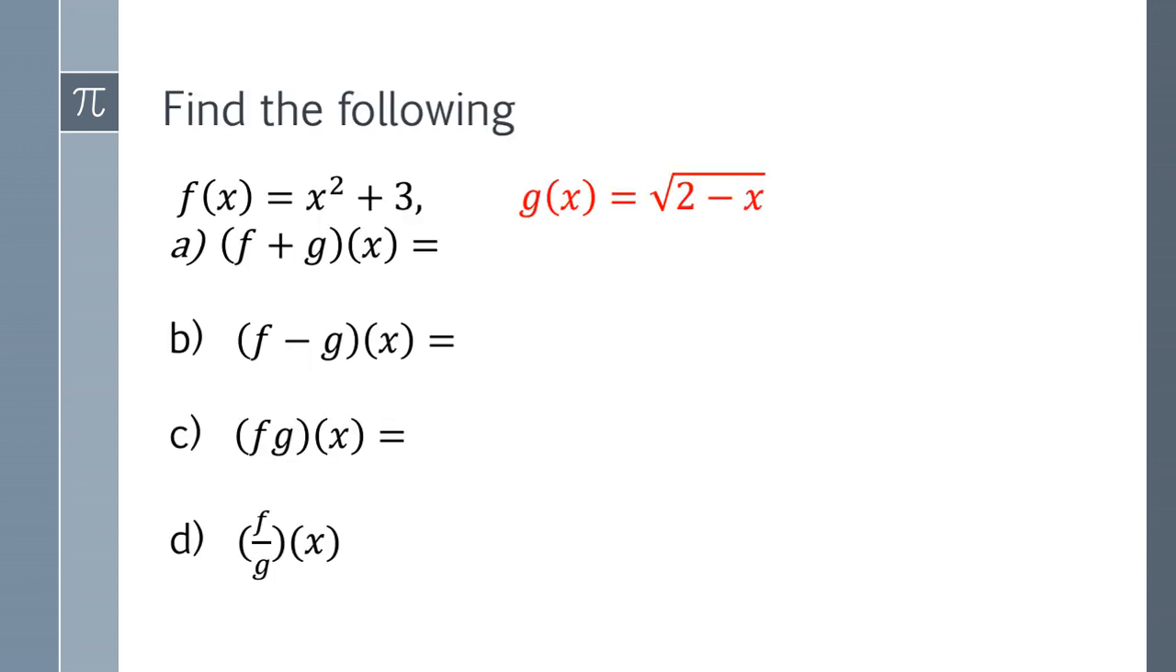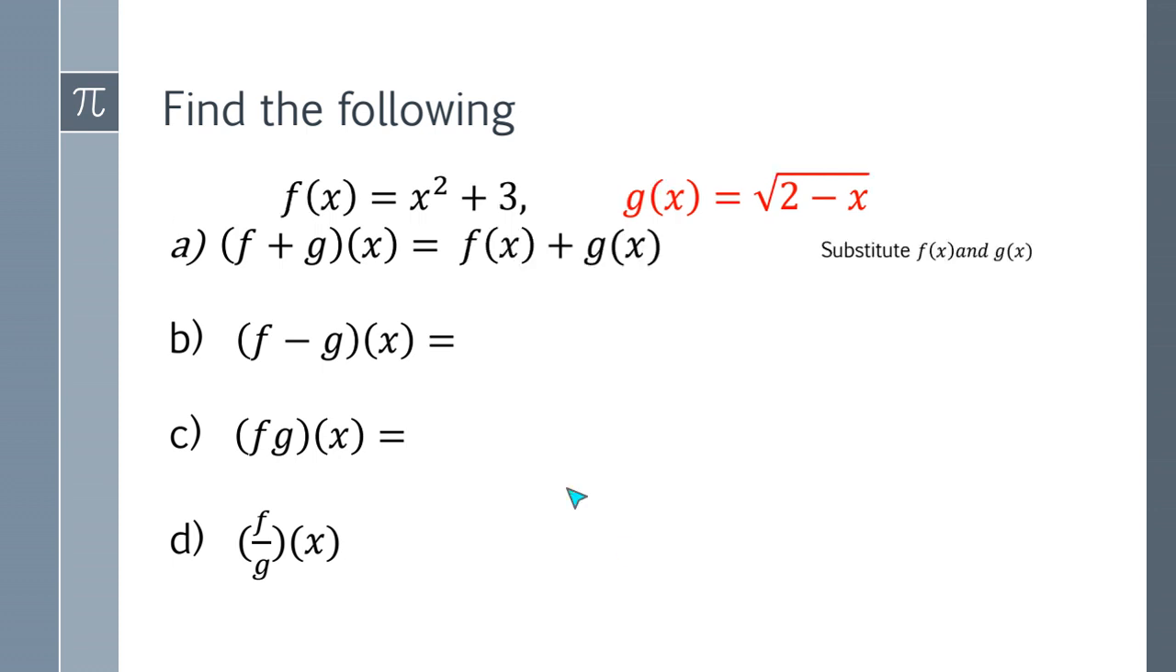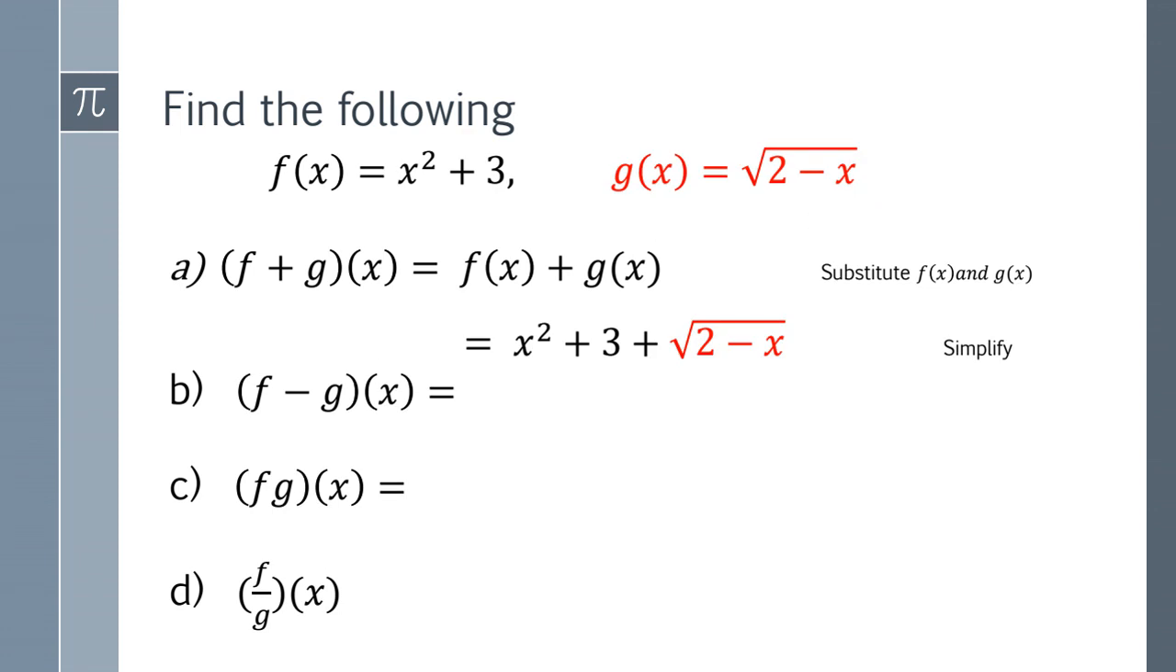Okay, so here's one with the square root. So we have f of x is equal to x squared plus 3, and g of x is the square root of 2 minus x. And so if we continue, we have f of x plus g of x. So we're going to have x squared plus 3 plus the square root of 2 minus x.